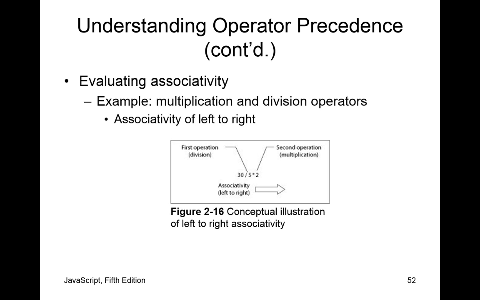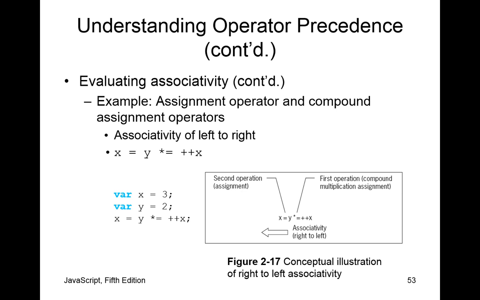All right? Evaluating associativity. Multiplication and division are on the same level, so then we do left to right. Addition and subtraction are on the same level, then we do left to right. Now, if you need to override that, you can use parentheses, correct? Yes. So if I do x equals y times equals plus plus x, I've now changed it from right to left.